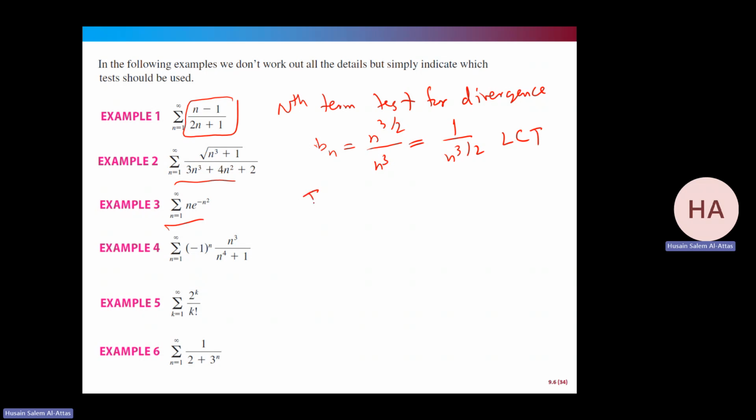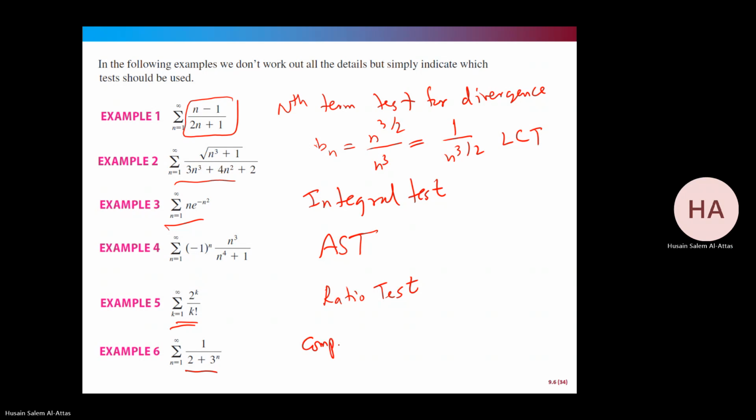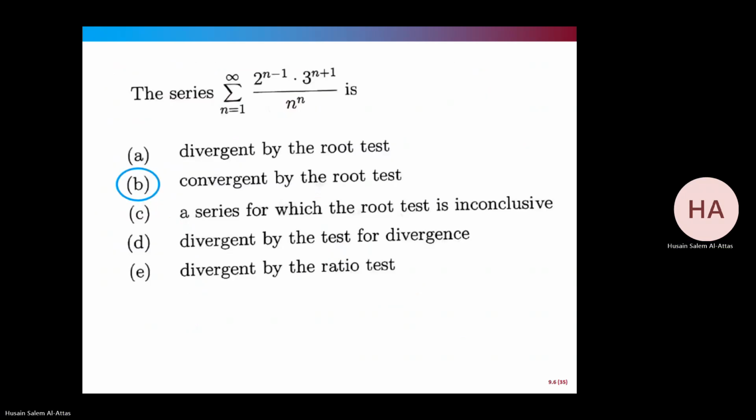This one, we did it before, this is the integral test. I think this one will be the alternating series test. This one, I need to think about what? The ratio test. This one, the comparison test, where I'll take b_n equal to 1/3 to the power n. We'll do the comparison test. Now let me do some old exam questions quickly related to this section.